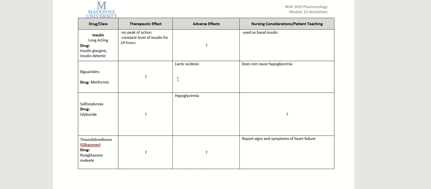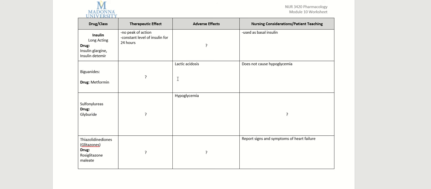I'm not going to go through each one of the oral meds, but you get the idea here when we talk about why we give the medications and some of the major adverse effects. I did want to go down to rosiglitazone maleate, for example, and note that there is a black box warning for this drug, and it would increase the patient's risk for CHF.